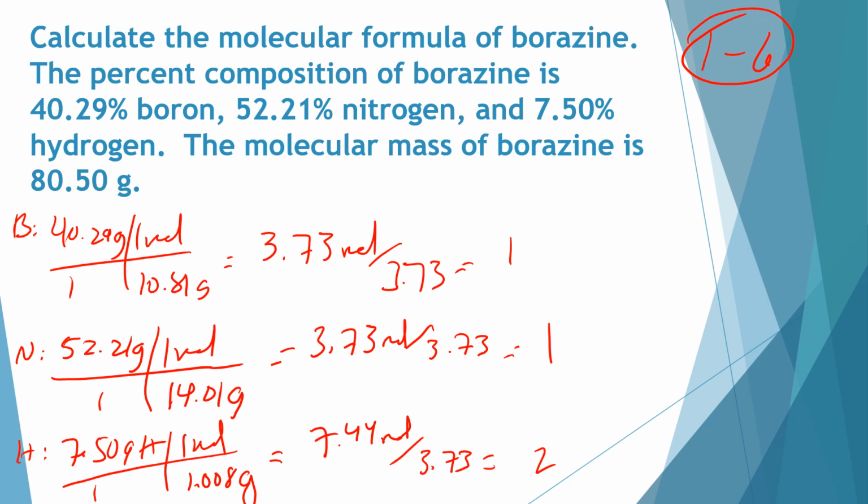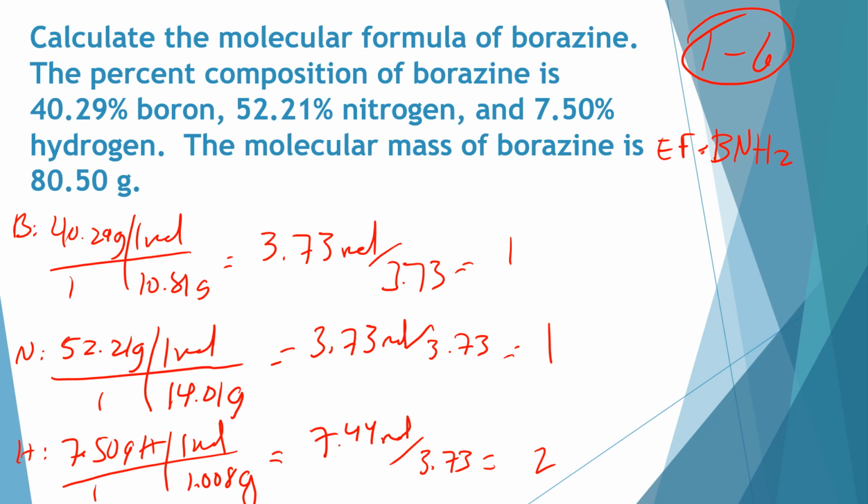So even though this is a lecture and I'll give it to you online, you should be following along with a calculator and your periodic tables, because if not, you're just kind of wasting your time. So I suggest you do this correctly. So therefore, my empirical formula is going to be B1N1H2.